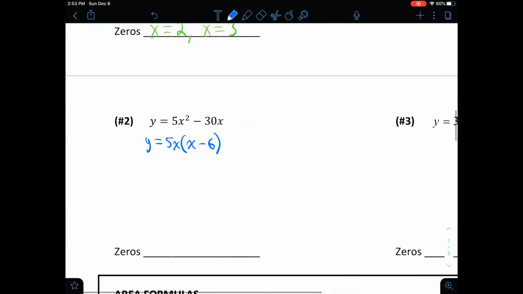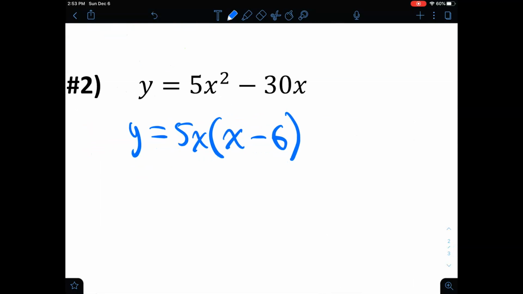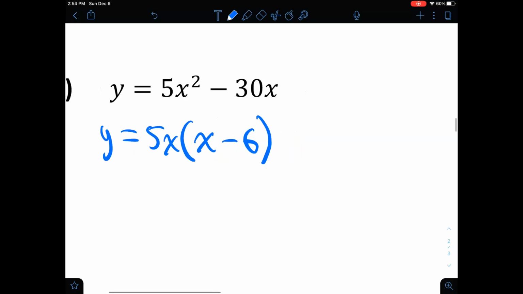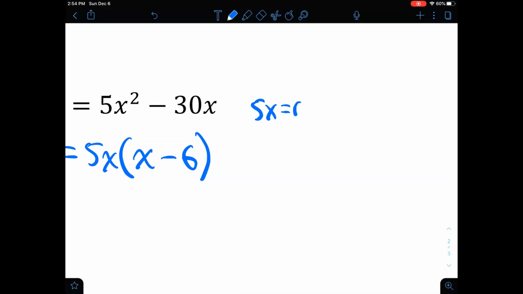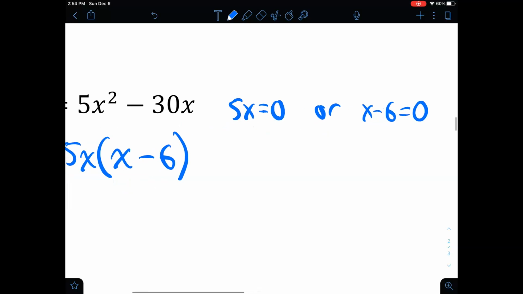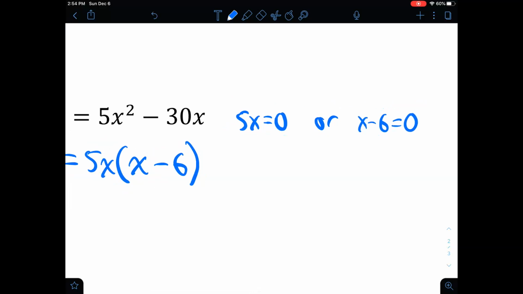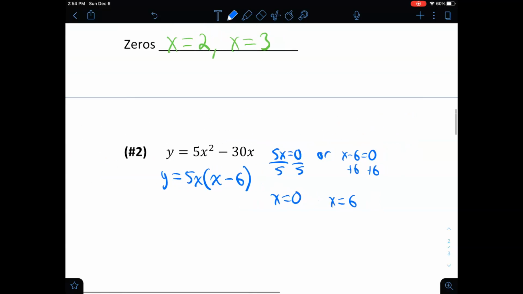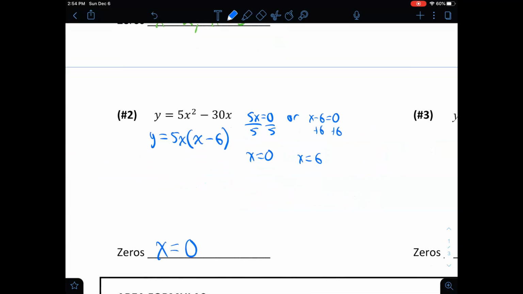Okay. Now let's go over here. So now we're going to set each thing with an x equal to 0. So we're going to set this equal to 0 and this equal to 0, and then we're going to solve. So we're going to have 5x equals 0 or x minus 6 equals 0. How do we solve for x now? Well, we have 5 times x equals 0, so we're going to divide both sides by 5 over here. So x equals 0, and then over here we're going to add 6. x equals 6. So our solutions are going to be x equals 0 and x equals 6.